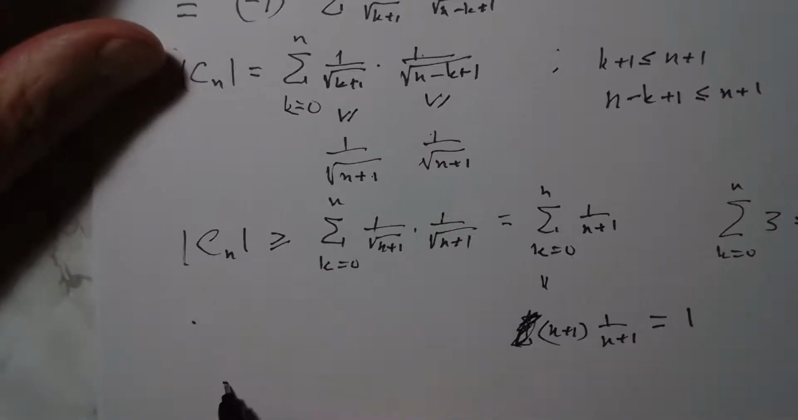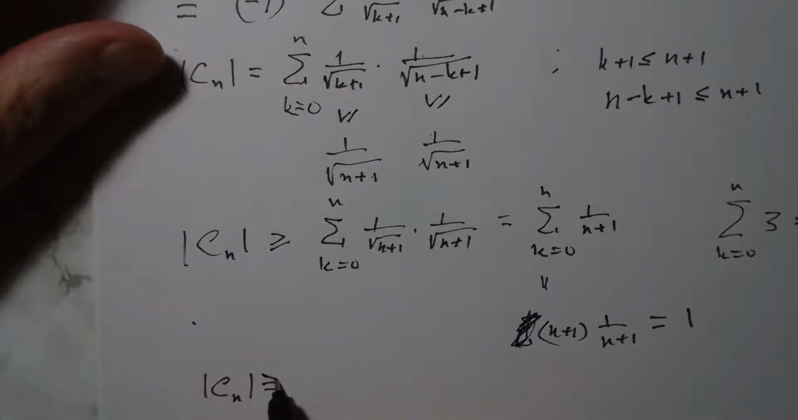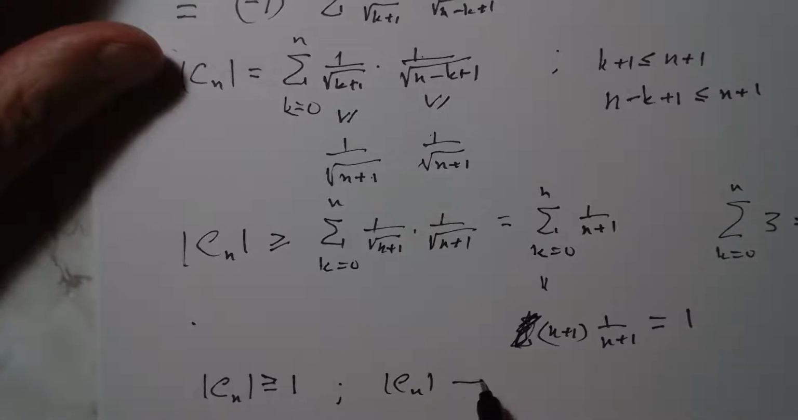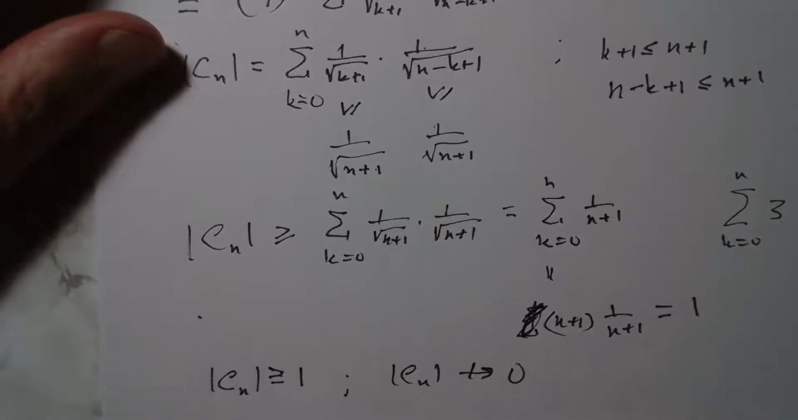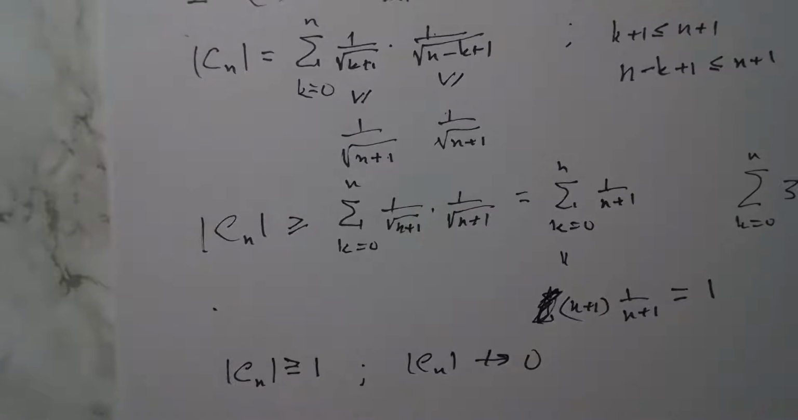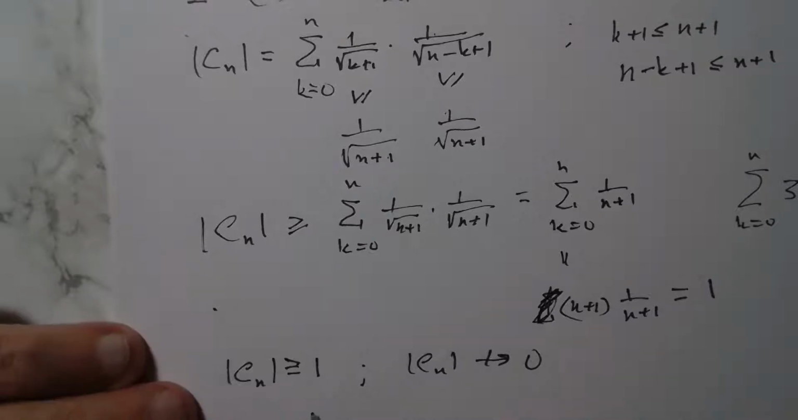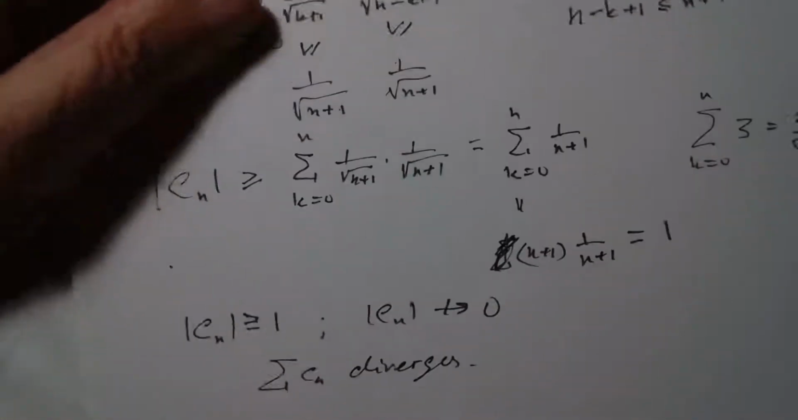So the conclusion is that the absolute value of the term c_n is greater or equal than 1, and in particular, the terms c_n do not converge to 0. And we know the theorem that says that if the terms of the series do not converge to 0, that will mean that the series c_n diverges. And that's the end of the counterexample. Okay.